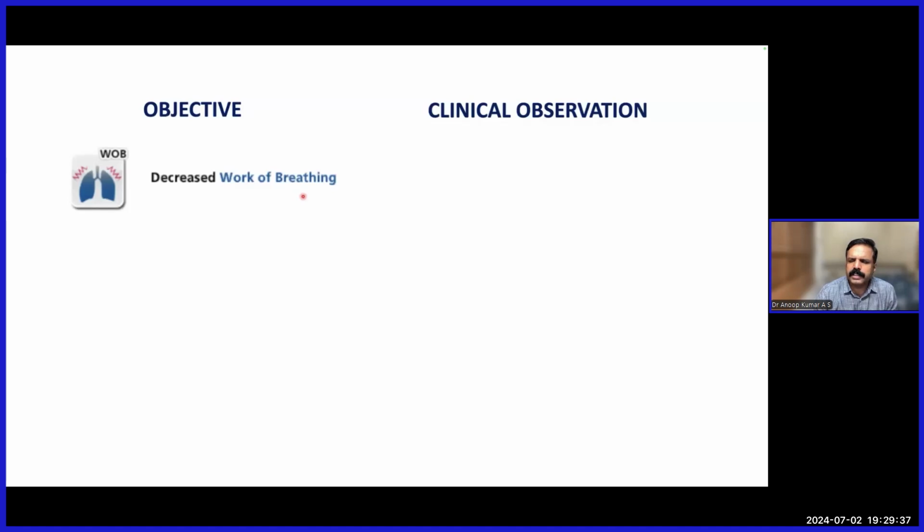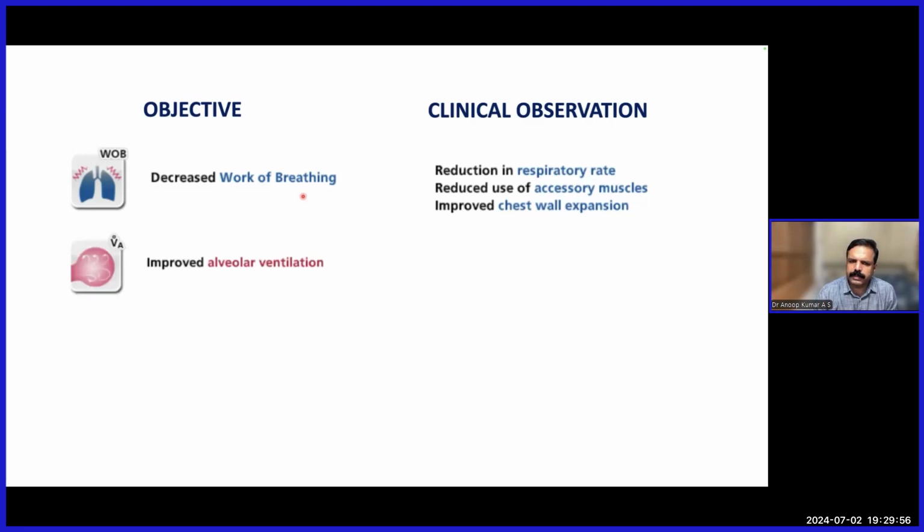So what are the objectives of using NIV in COPD? First thing is decreasing the work of breathing. So how will you observe that clinically? There will be reduced respiratory rate, reduced use of accessory muscles, and improved chest wall expansion. Improved alveolar ventilation is the second one you are aiming for. So there will be a reduction in respiratory rate and improved oxygen saturation. Then the decrease in PaCO2.